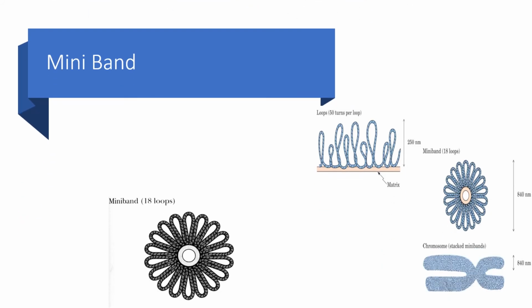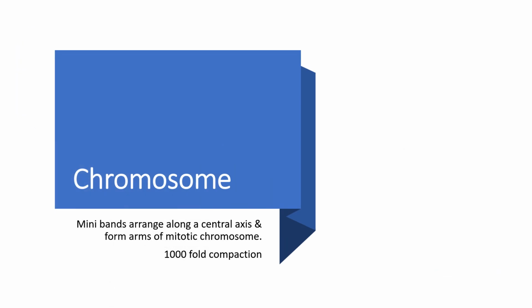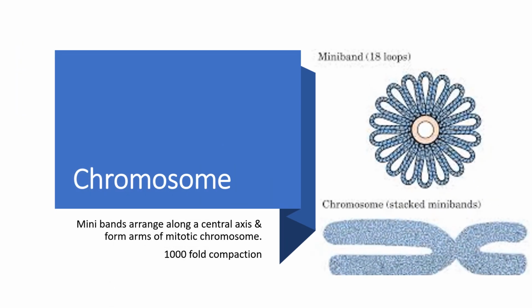The loops get arranged or coil upon themselves to form mini band-like structures. Each band consists of nearly 18 loops. Mini bands will arrange along a central axis to form a mitotic chromosome structure. So from the 10 nanometer fiber, or from the naked DNA to the chromosome, there is nearly 1000-fold compaction of the DNA. That is, the DNA size is reduced nearly 1000 times.